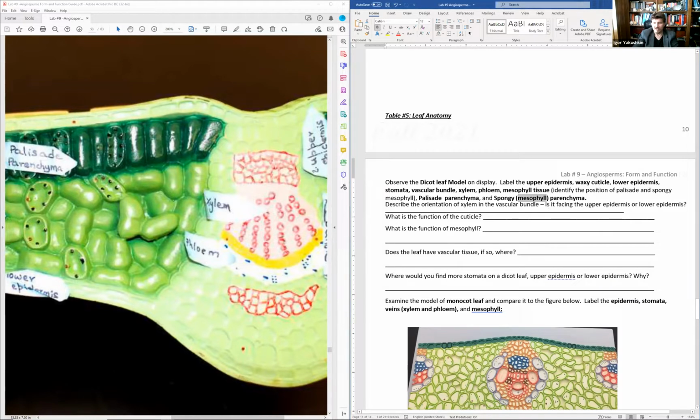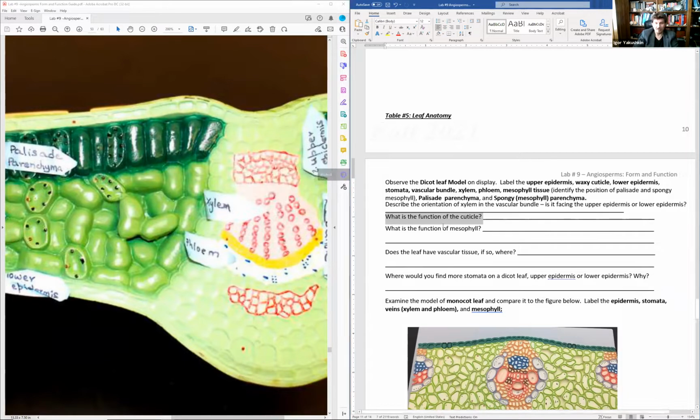Is it facing the upper or lower epidermis? Look, this is the xylem, this is the phloem. So xylem facing upper epidermis, phloem facing lower epidermis. What is the function of cuticle? Cuticle prevents the leaf from losing too much water, from dehydration or desiccation.